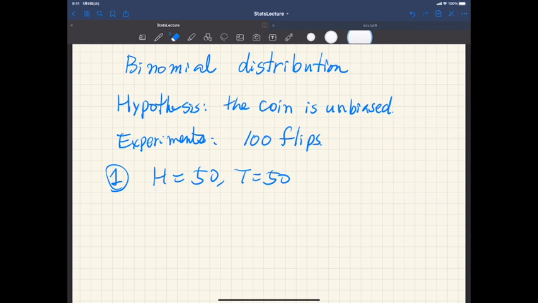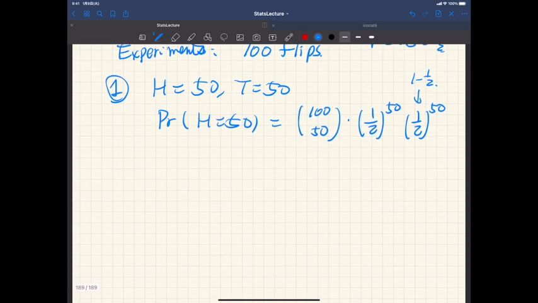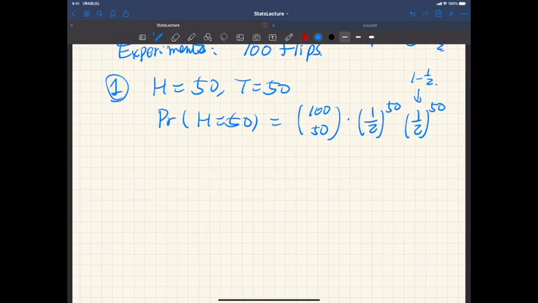So the probability of having h equal to 50 is given by the binomial probability. Unbiased means the probability of head is 0.5, or 1/2. So that's 1/2 to the power of 50 and 1/2 to the power of 50, where this 1/2 is 1 minus 1/2. Well, you can calculate this probability. It's not easy, but you can approximate by the normal distribution.